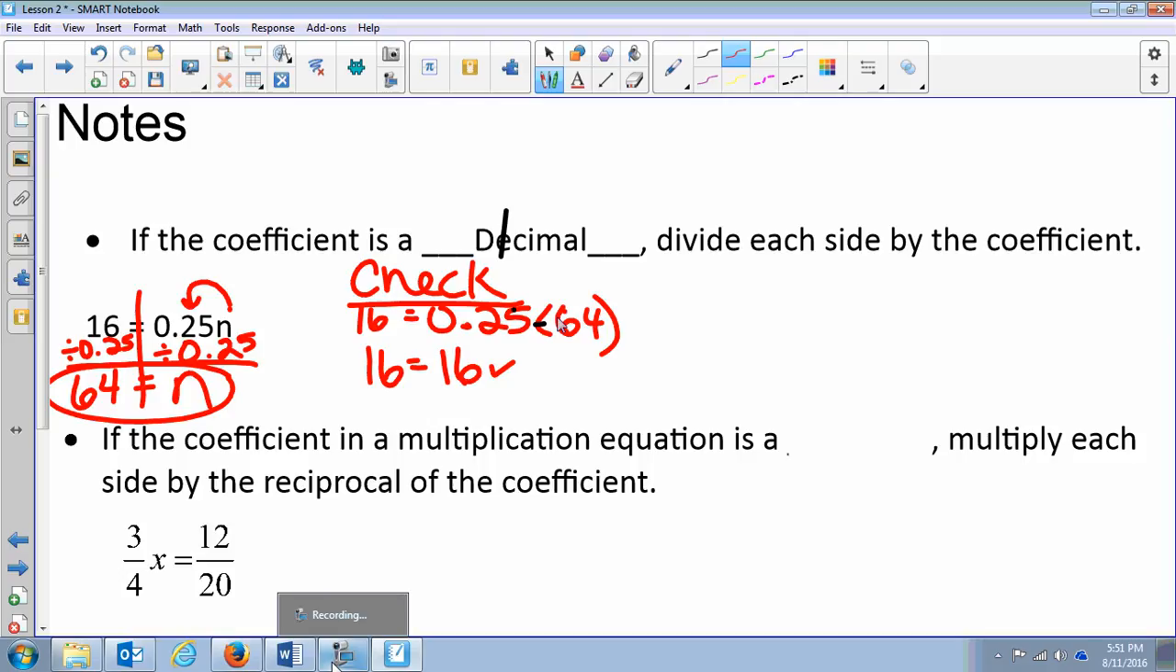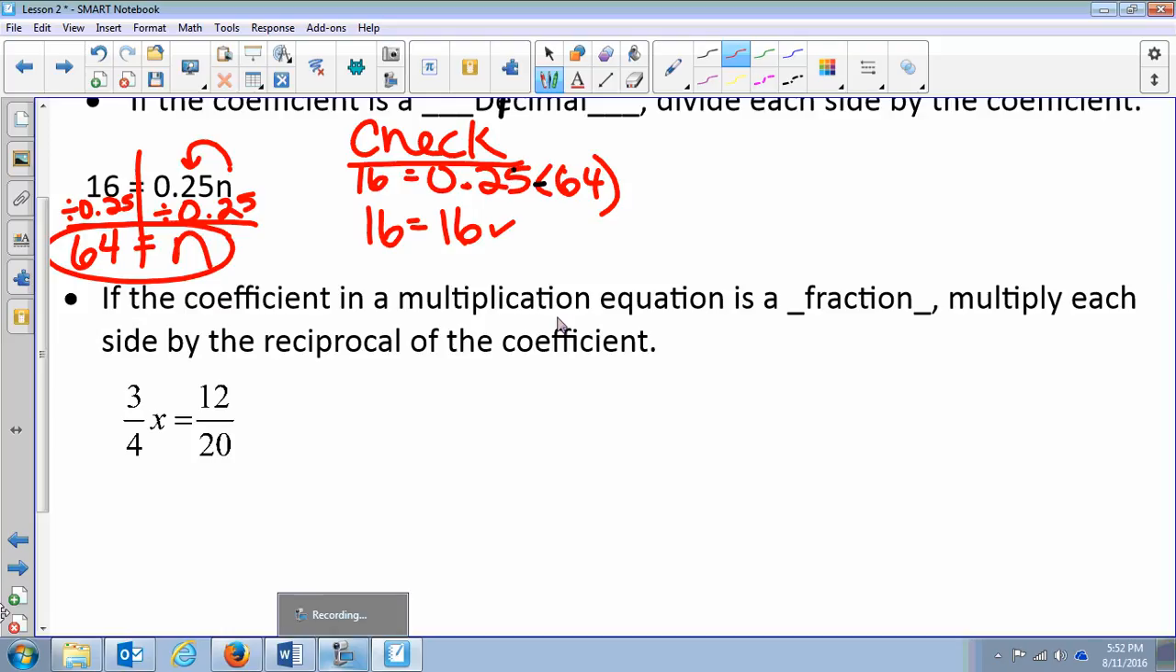I'm done. Next, if the coefficient in a multiplication equation is a fraction, you're going to multiply each side by the reciprocal of the coefficient. If you remember from 6th grade, we learned that the reciprocal of a fraction is you flip the numerator and the denominator. So, in this case, 3/4 is connected to my x. I'm going to flip my numerator and my denominator. So, my numerator now becomes my denominator, and my denominator now becomes my numerator.